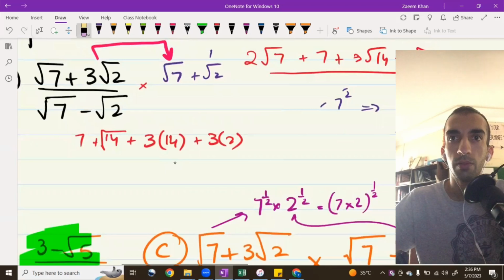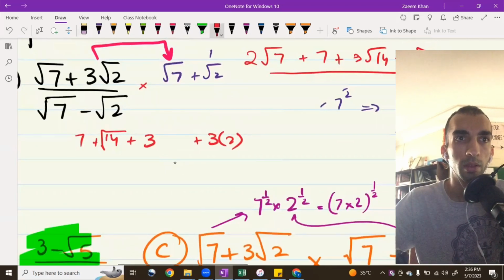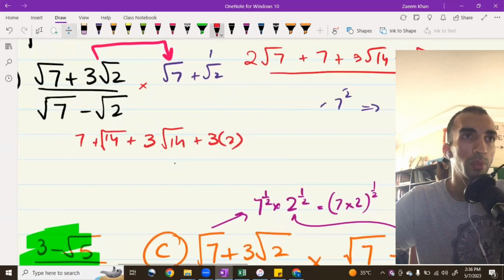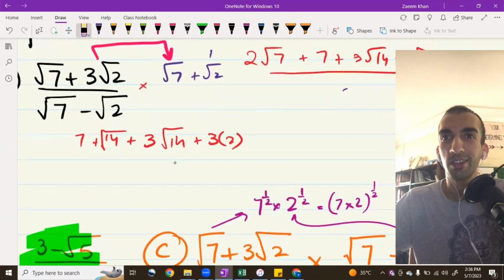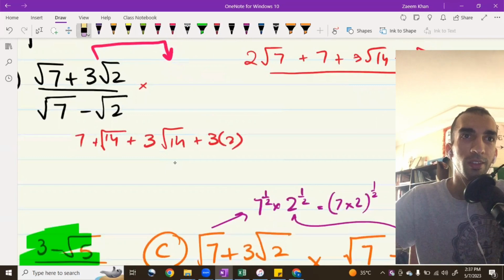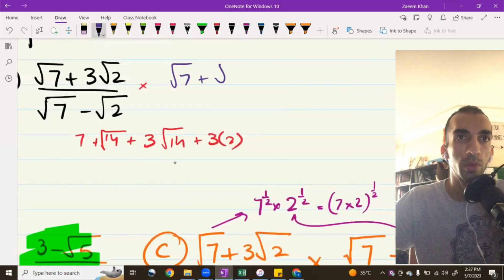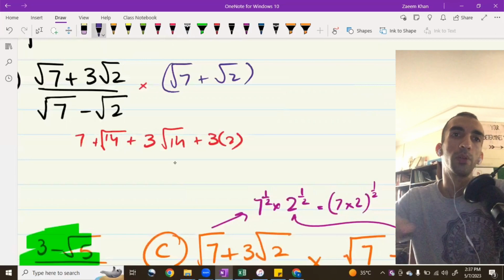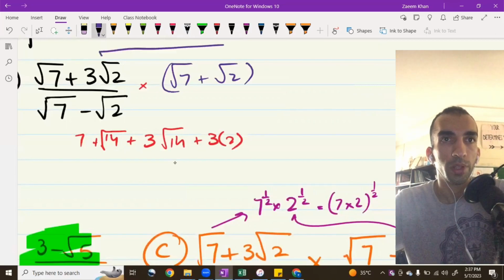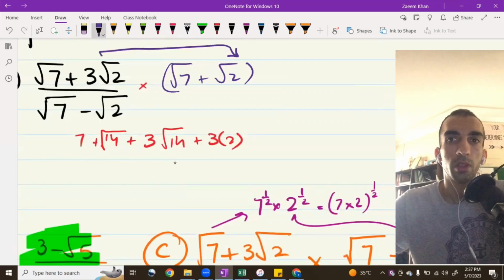So I've essentially done this wrong as well. See, that's what happens when you try to skip the rules and just try to do it all mentally. Here we go. Square root of 7 plus square root of 2. Now, if I were to ask you to do it again, but only this part, how will you do this?